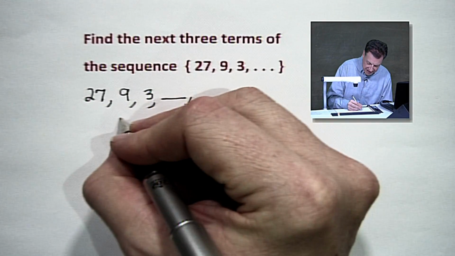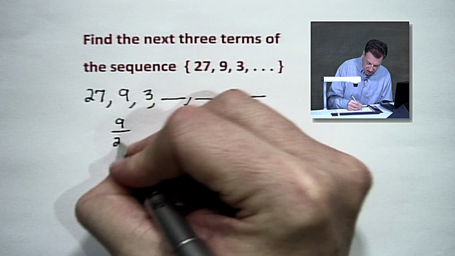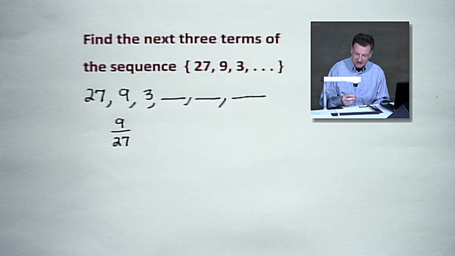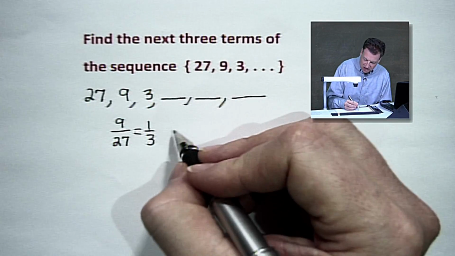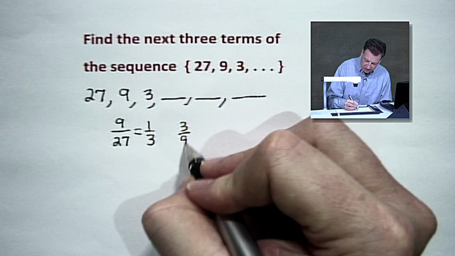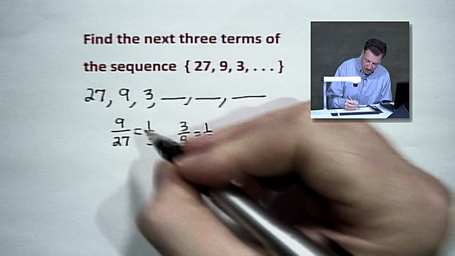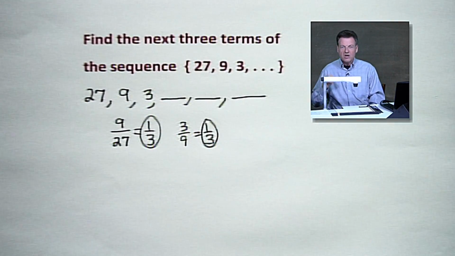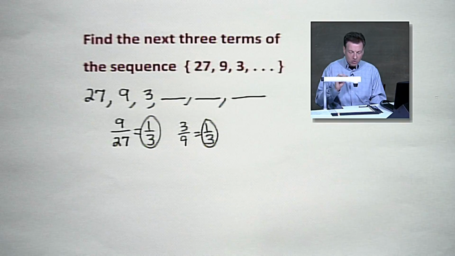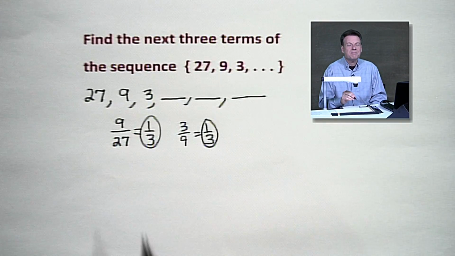So let's pick it up at 9 over 27. That reduces to 1/3. And you know what? That 3 over 9 is also reducing to 1/3. Now, I'm going to tell you something. If we couldn't get that ratio of 1/3 each there, we wouldn't have a geometric sequence, all right? But we do have that going, and let's keep the pattern rolling.